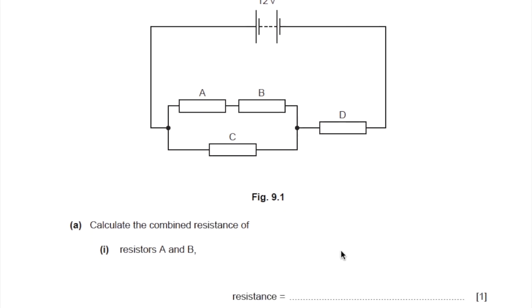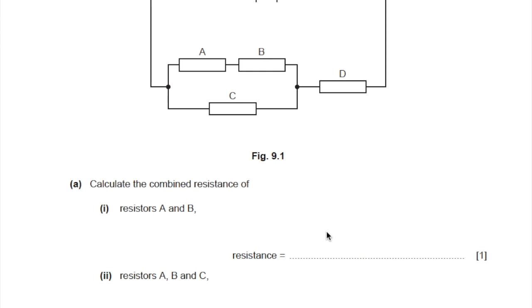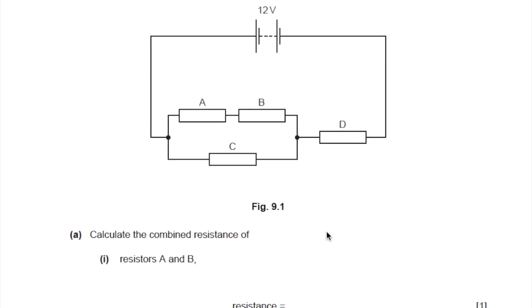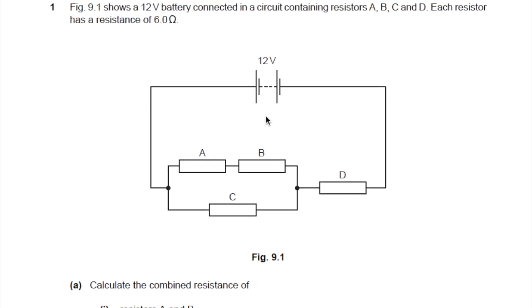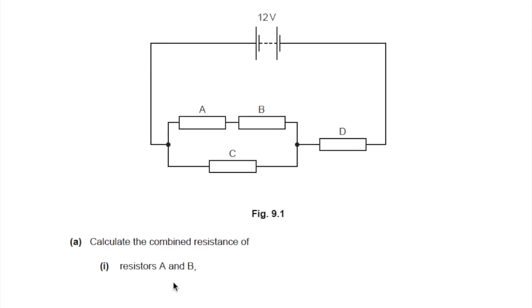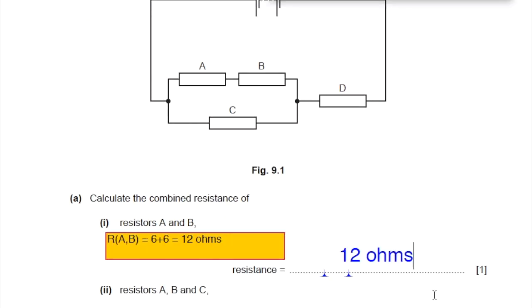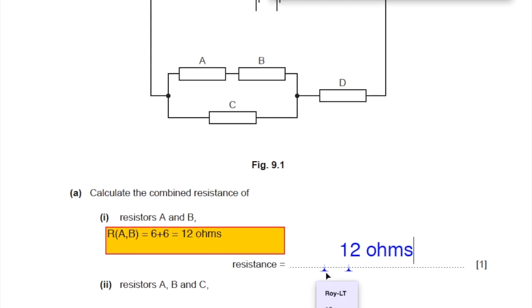Here they've given you the question in sections, so it's easy for you to go through one by one. Let's see. Calculate the combined resistance of resistors A and B. A and B are in series, so which formula do we apply? It's addition. Each of the resistors is 6 ohms, so you just have to add 6 plus 6, which is 12 ohms.